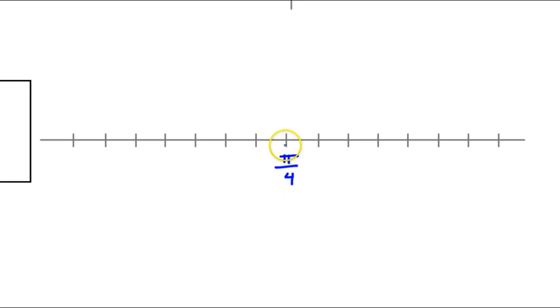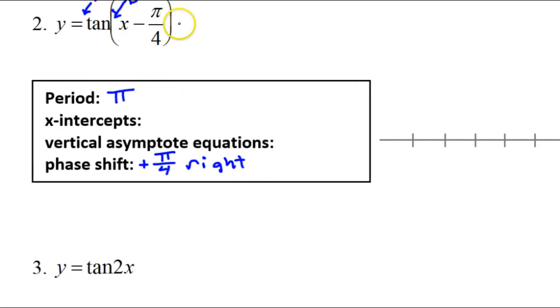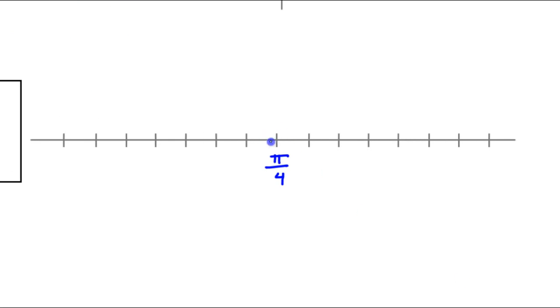Now, the tangent function should start there. There's no vertical shift that I have to worry about, so that tells me that the x-axis here is the midline. So the tangent function will start at this phase shift. Since each one of these marks represents 1/4 of the period, I'm just going to count over 4. So 1, 2, 3, 4. And this is where the tangent function will end.